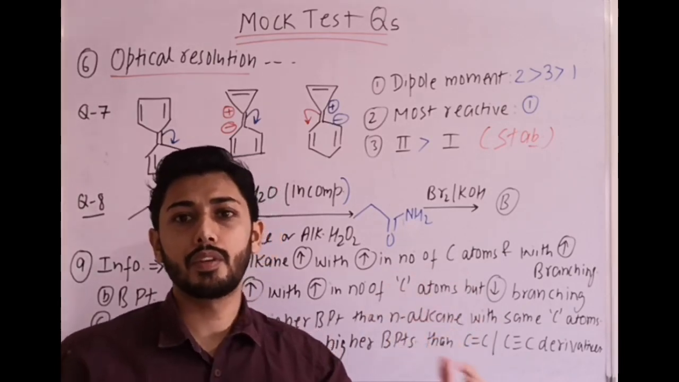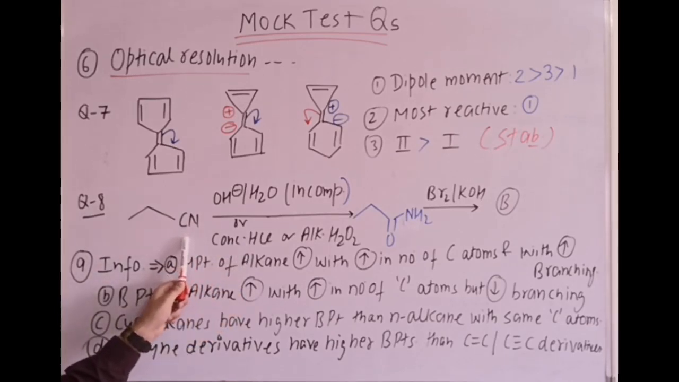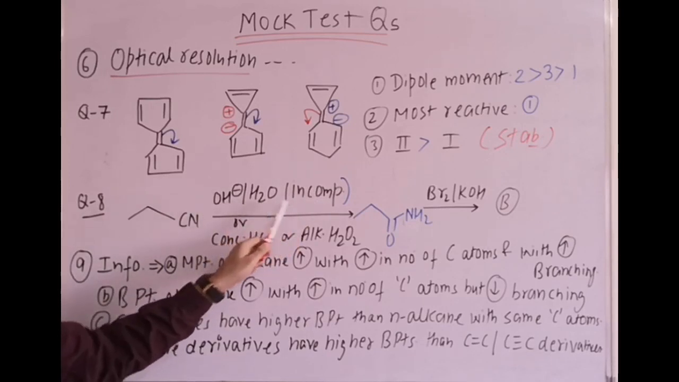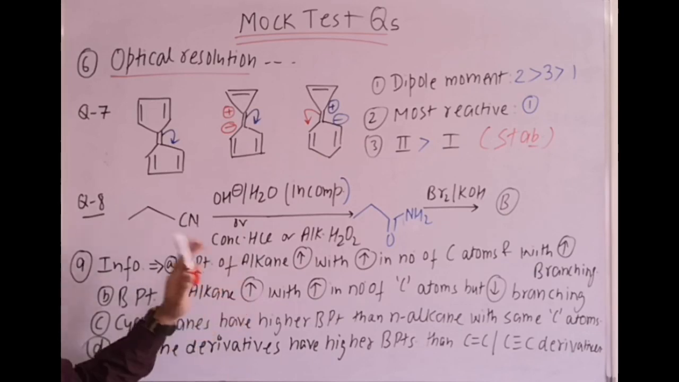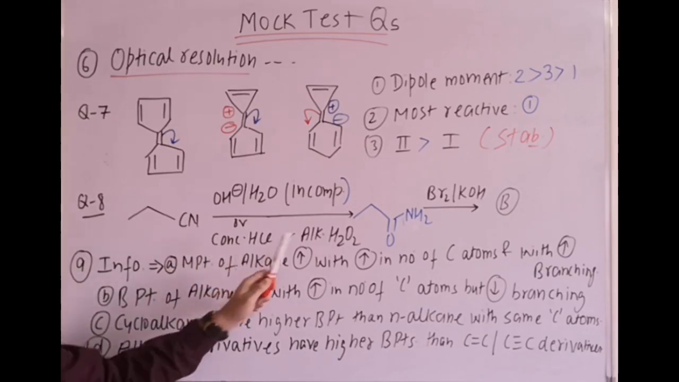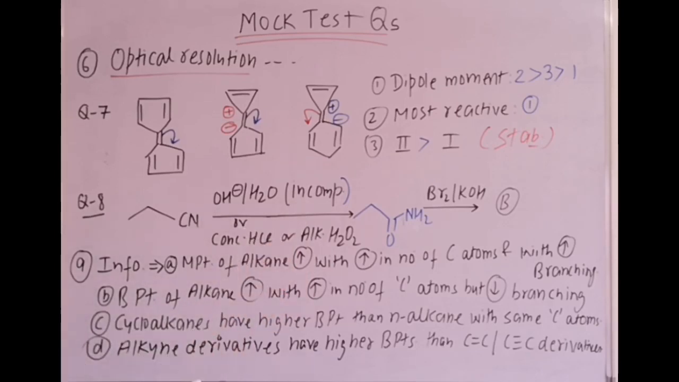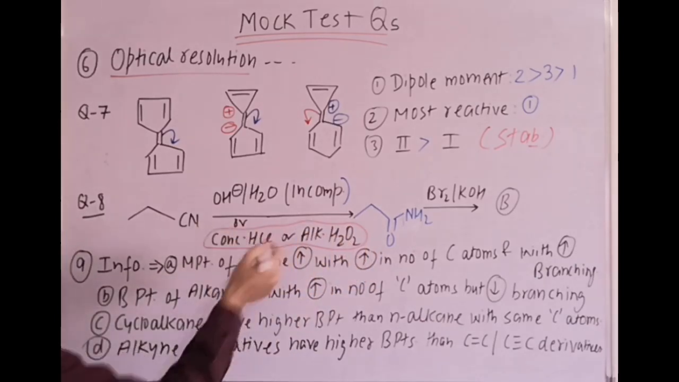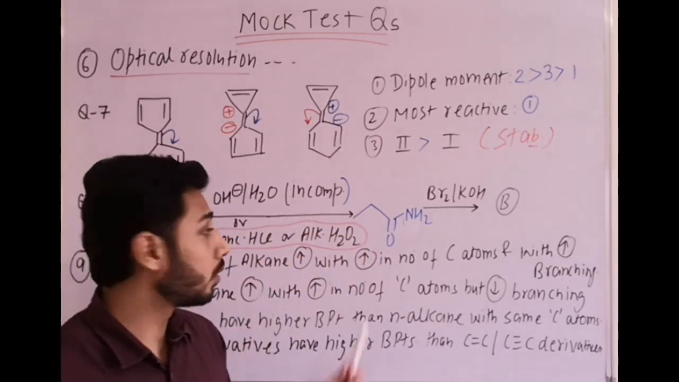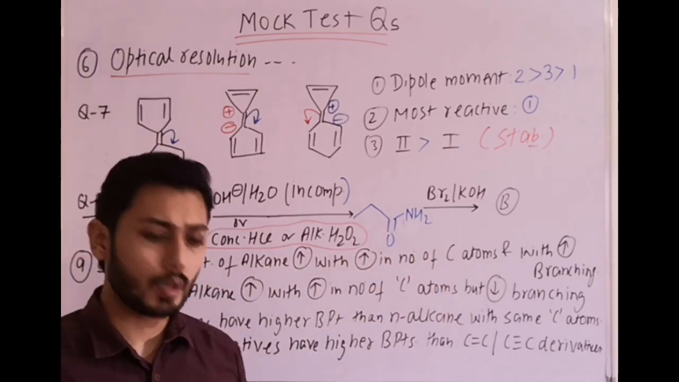Other possibilities I have written here extra: if concentrated HCl is given, it is also partial hydrolysis of the cyanide to amide. If OH minus H2O incomplete is given, no doubt it is easy for you. But remember, if conc. HCl is given, it is also partial hydrolysis, or if alkaline H2O2 is given, it is also partial hydrolysis. So you can mark such reagents. If it is not written in your notes, you can add that part, which is partial hydrolysis reagents for cyanide to amide. And then next is the Hoffmann bromamide reaction.